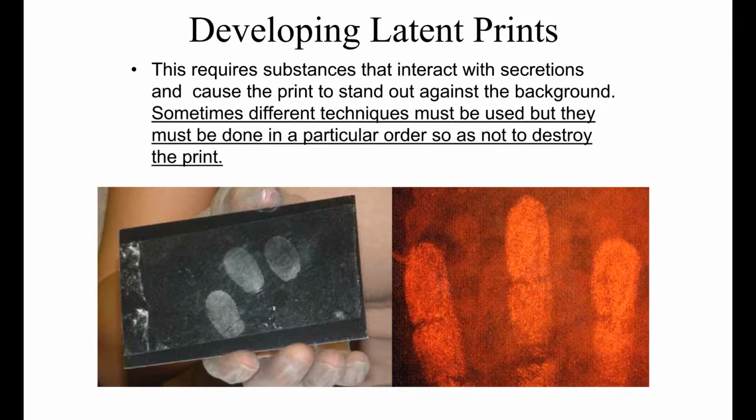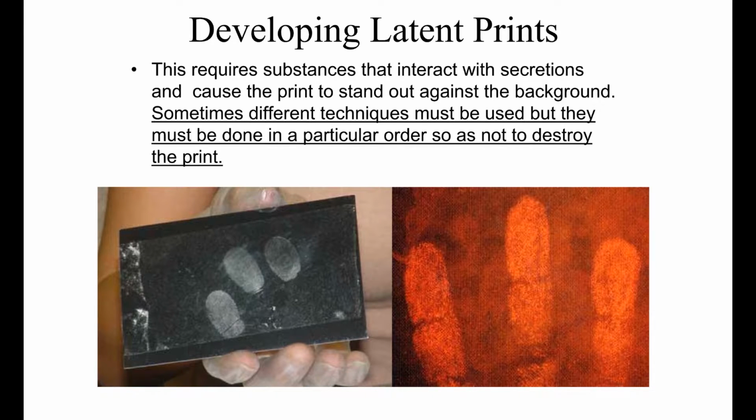Now we're going to step through the process of how we develop latent prints. Because these prints are invisible and we have to make them visible, the first thing we want to do is choose a method that allows the print to stand out from the background that it's in. So you tend to choose either powder or a chemical. Which you use depends on the surface that the print has been left on.